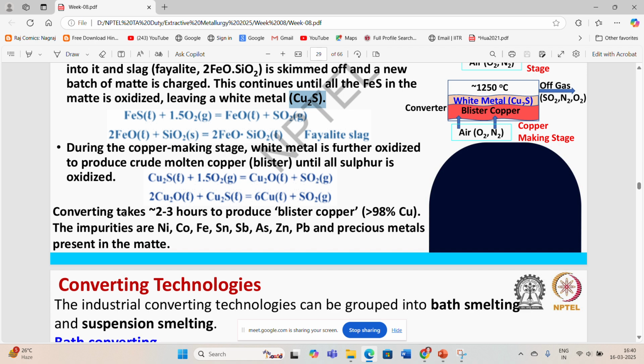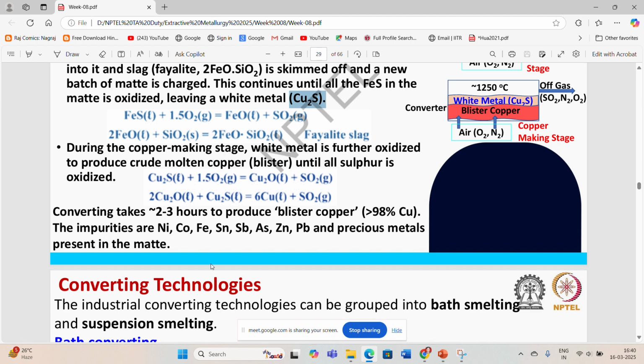The metal oxide present should readily react with the metal sulfides to convert them into the respective metals. So copper fulfills that particular condition, and this Cu2O is going to react with Cu2S to convert them into metallic copper and SO2 gas as a byproduct. Converting takes 2 to 3 hours to produce blister copper, which has a purity of around 98% copper.